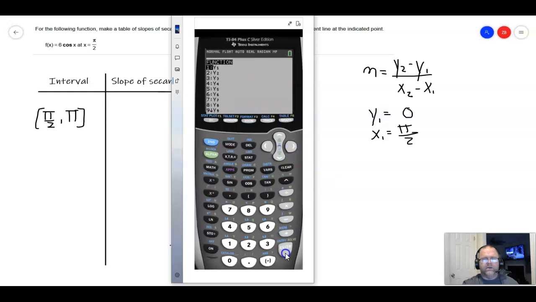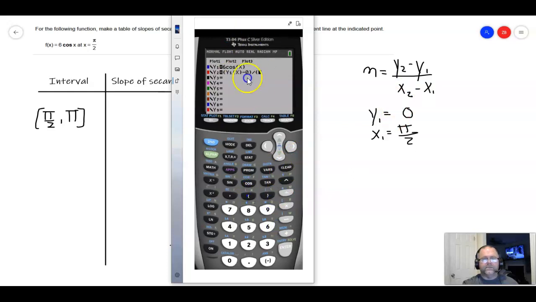I'm going to say when you calculate my y2, we're going to pull up my y1 function, and we're going to use whatever I put in for my x value. And we're going to change my x each time. And then we're simply going to subtract the y1, which is 0. This is the top portion of that right here, y2 minus y1. And then we're going to divide by the x2.